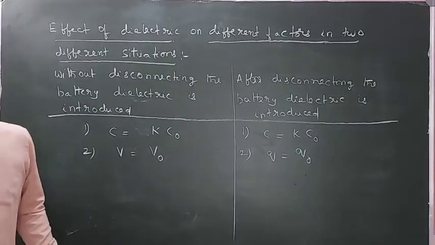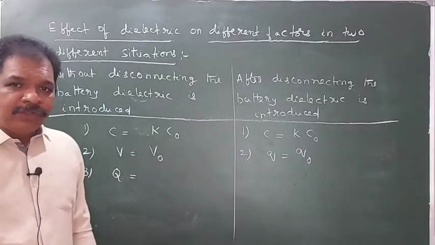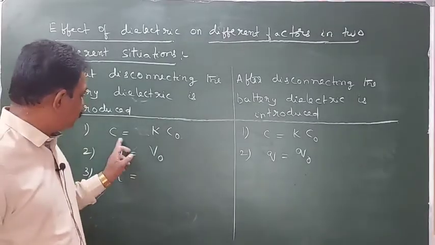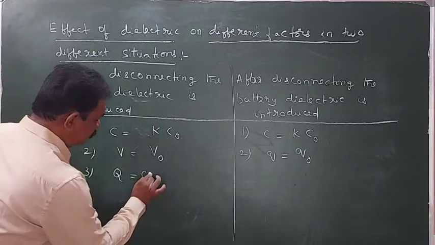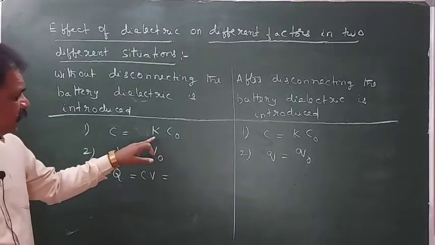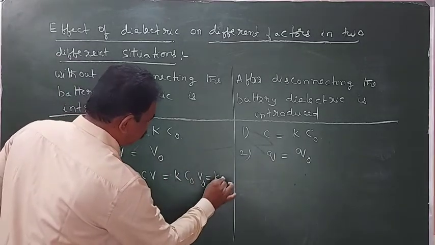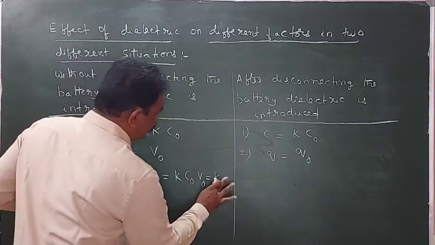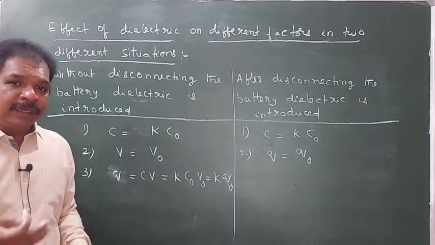Next, in the same way, here what will happen to the charge? Q is equal to C into V. C increases by K times. V is not changed. Q is equal to CV, the formula. So V not changed, C increased by K times. So K C naught V naught. This is equal to K Q naught. Small q you use. So K Q naught. Charge will increase by K times.